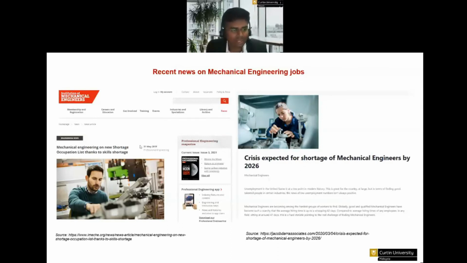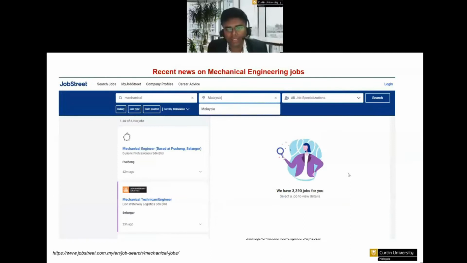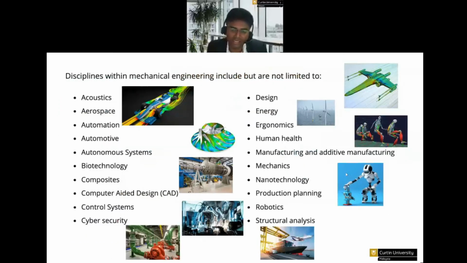And you can see here some of the components that I collected from different recent news. One article published by the Institute of Mechanical Engineers, published recently, is showing that mechanical engineering is on the new shortage occupation list thanks to skill shortage. That is a UK based engineering institute, and this institute is the most recognized throughout the world for mechanical engineers. On the right hand side, you can see another magazine news which shows that a crisis is expected for shortage of mechanical engineers by 2026. So clearly you can identify that the job scarcity in mechanical engineering is there. It's an evergreen engineering discipline.